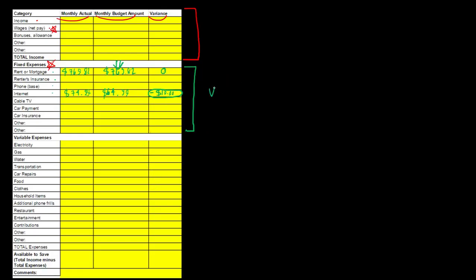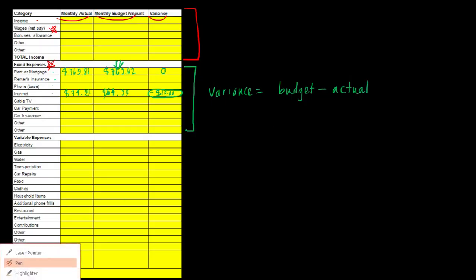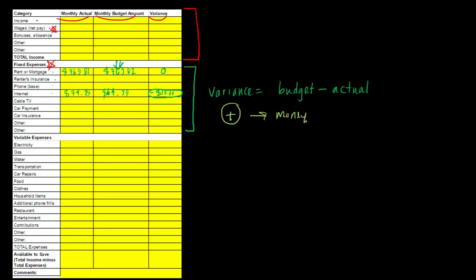So remember, variance is equal to what we budgeted minus what we actually spend. So this tells us that if we end up with a positive variance, this is money left over. Okay, so this is a good thing. This means you didn't spend as much as you thought you would. However, if you have a negative variance, that means you overspent. You spent more than your budget had planned for. Okay, so pay attention in your variance column. Make sure that you're including the positive and negative signs because those matter.